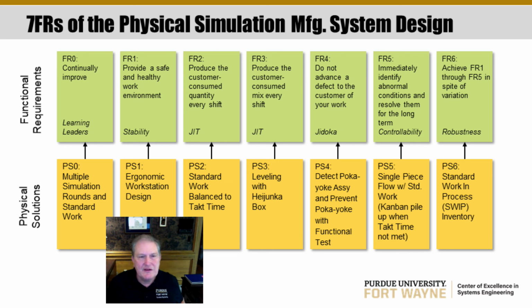So FR6 captures the idea that even though we do everything possible to reduce variation, we still want to design the system to be robust to handling variation. So I hope you've enjoyed this journey and can use this type of physical modeling in your work as you go forward.